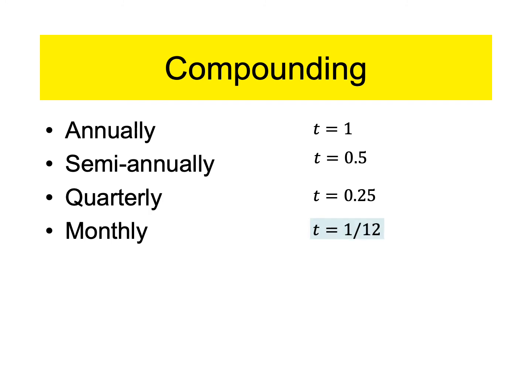Monthly is 1 divided by 12. So let's see, 1 divided by 12 is a very small decimal, and it's also a repeating decimal, so be careful with that when using that number.